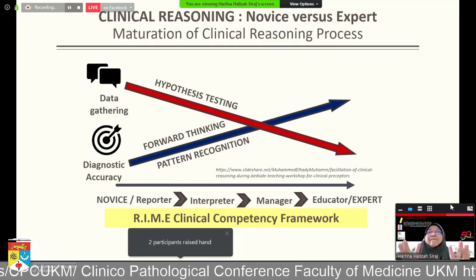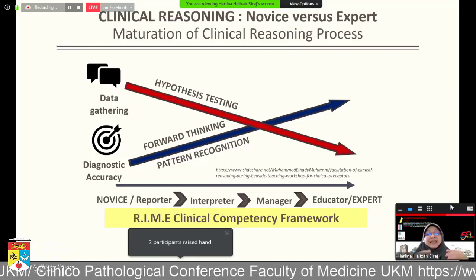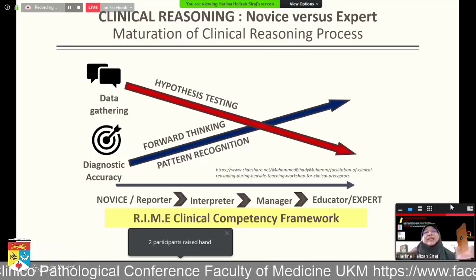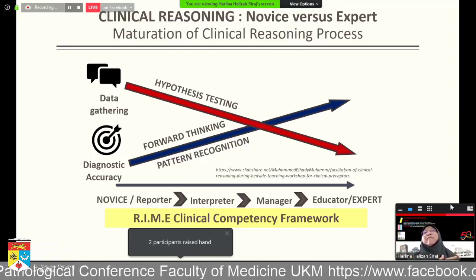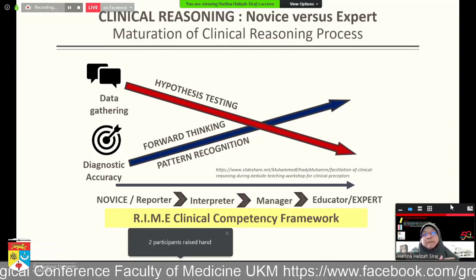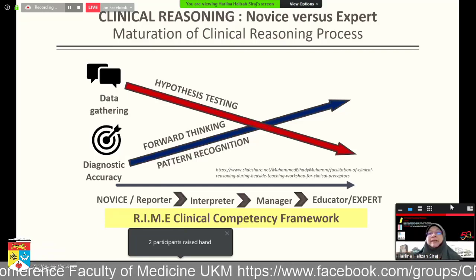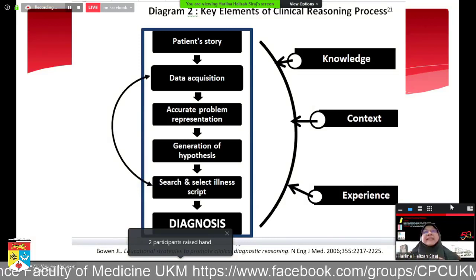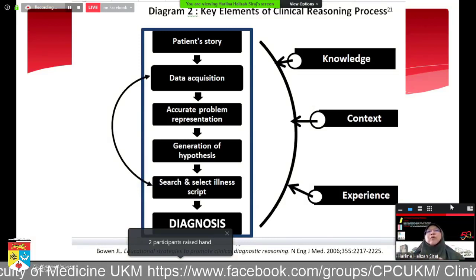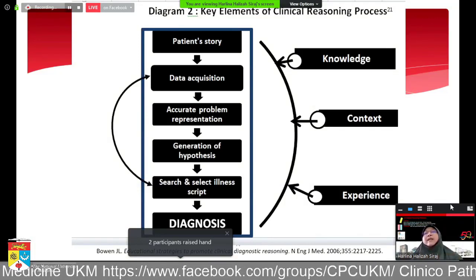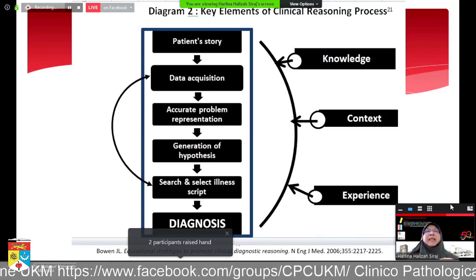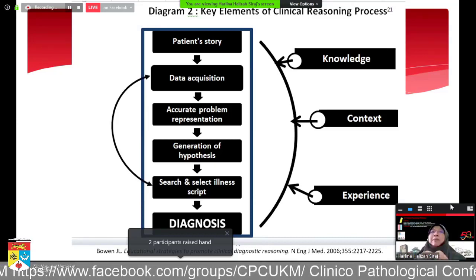I think this is a very important illustration of the journey of our student when they want to come from becoming just a reporter until they can manage a patient. This is actually just going through the steps for clinical reasoning, particularly diagnostic reasoning. It starts with the patient story.